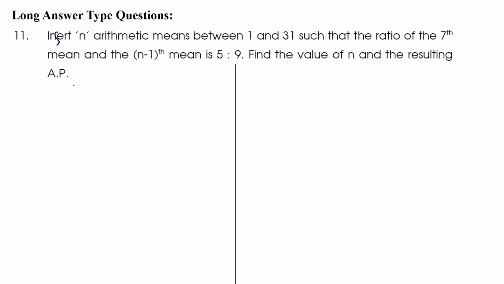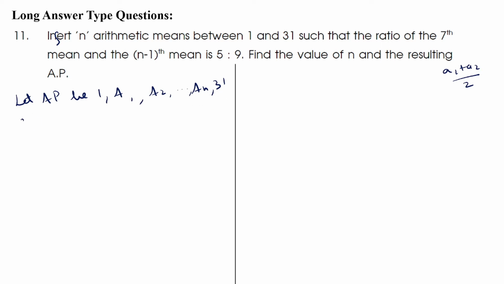So let us consider the arithmetic mean. It is given by (a1 plus a2) upon 2. So let the arithmetic progression be 1, then a1, a2 up to an, then 31. So these are the n arithmetic means that have to be inserted between 1 and 31.